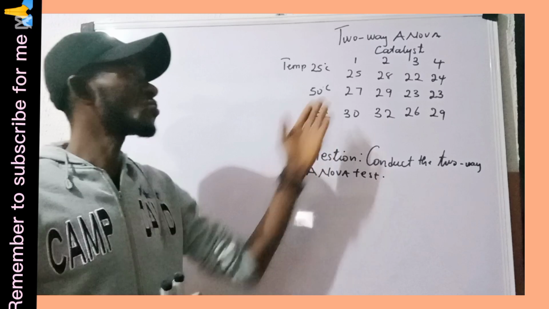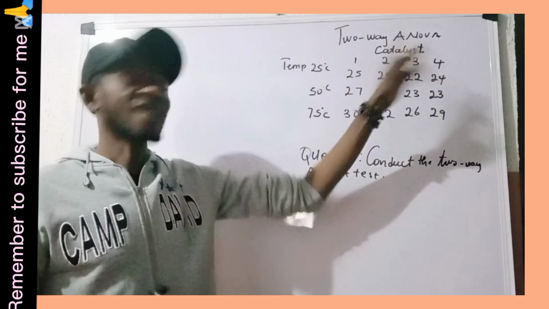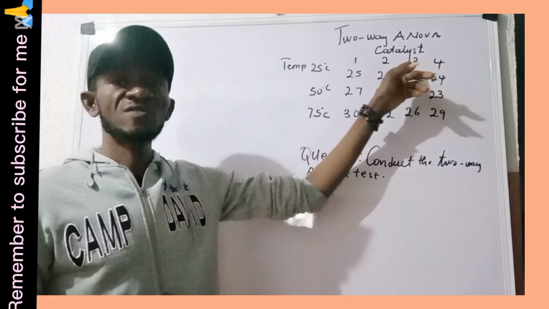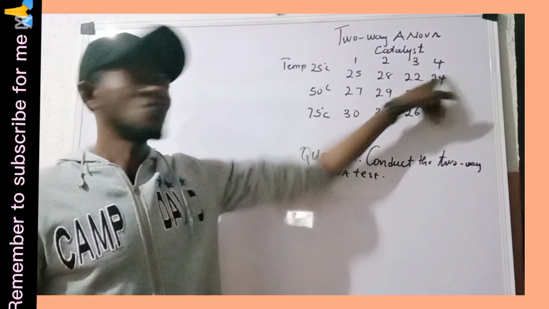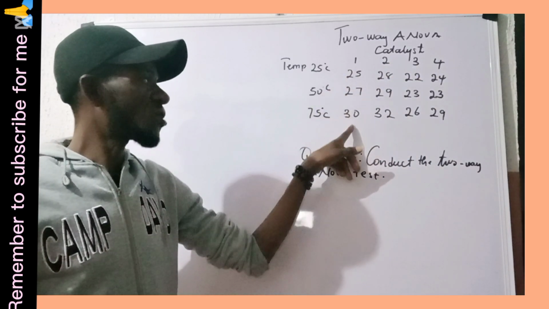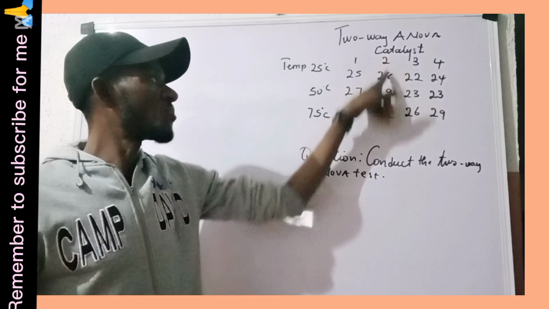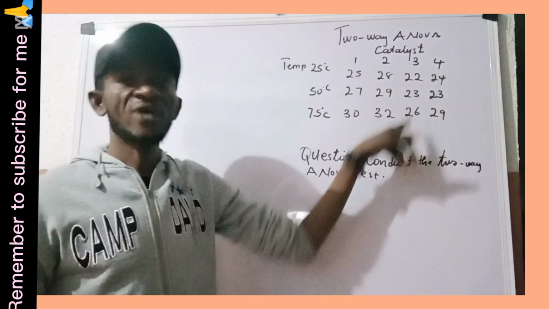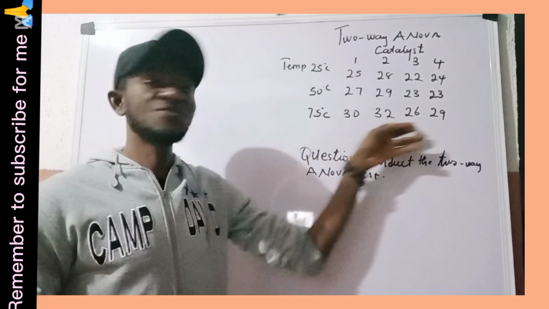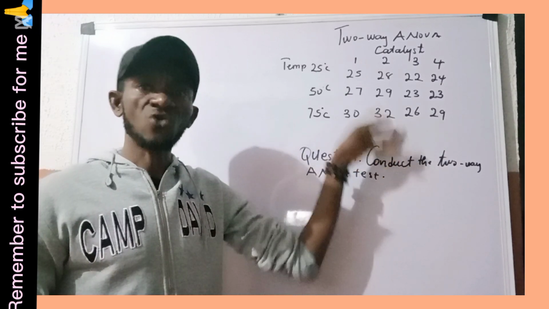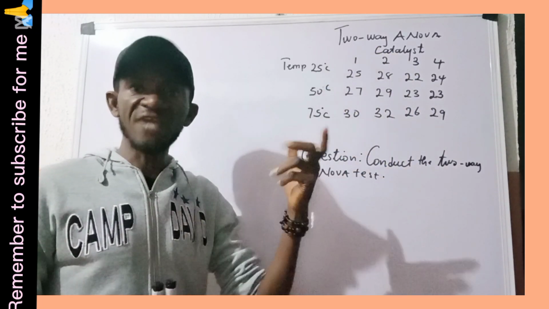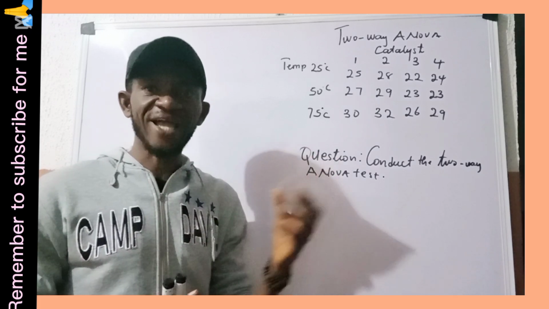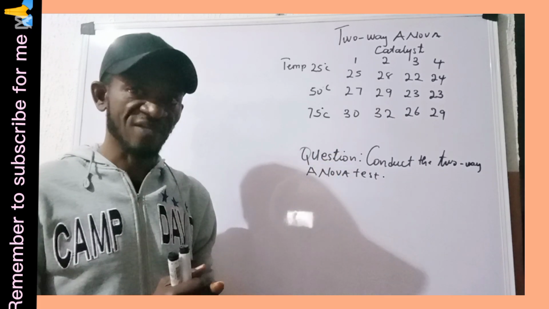The same thing applies when we come to catalyst. Catalyst has four levels: catalyst 1, 2, 3, up to 4. So we are going to compute the mean for catalyst 1, compute the mean for catalyst 2 down to catalyst 4, and be able to see whether any of the means computed from these levels of catalyst is statistically different from the rest of them.